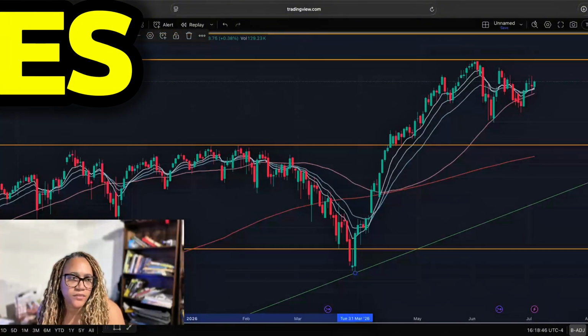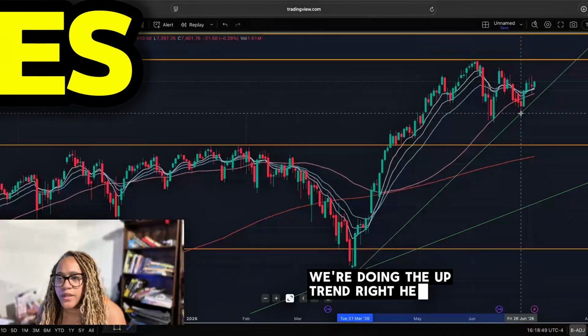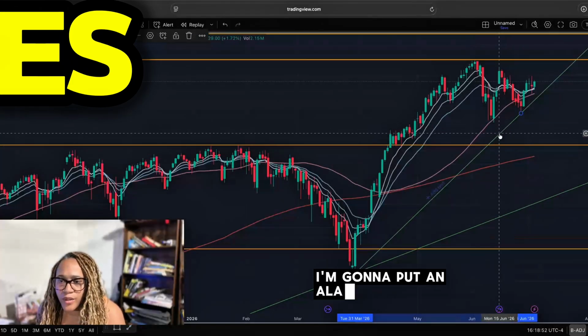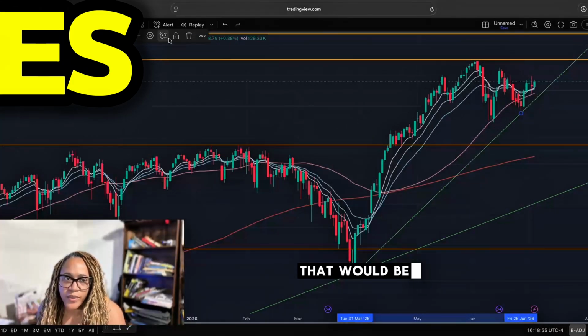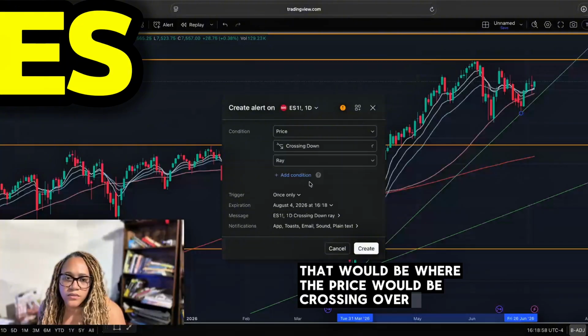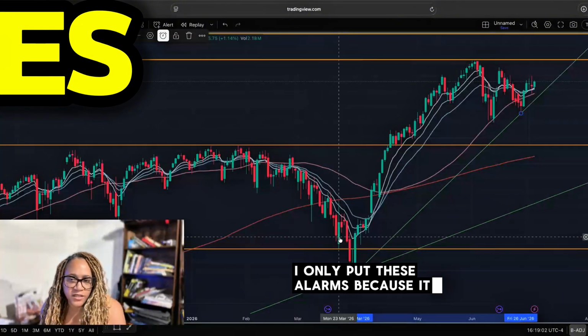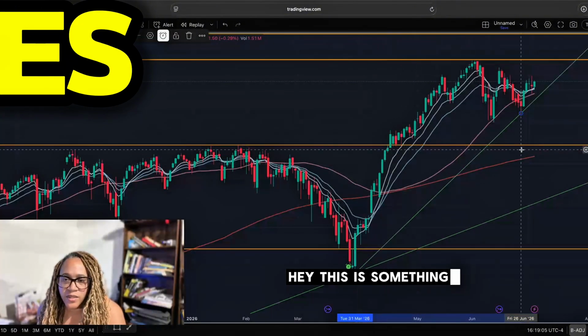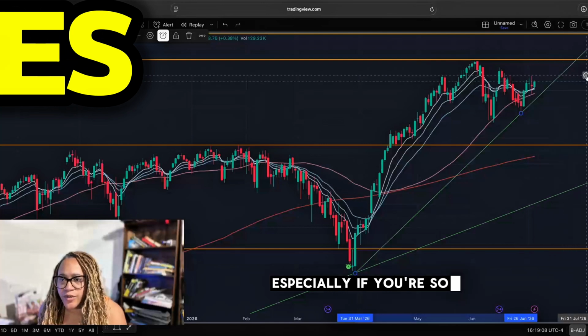Tighten up. We're doing the uptrend right here. I'm going to put an alarm on here because this is the closest trend line, where the price would be crossing over. I only put these alarms because it lets me know, hey, this is something that you're most likely going to be interested in, especially if you're so busy.